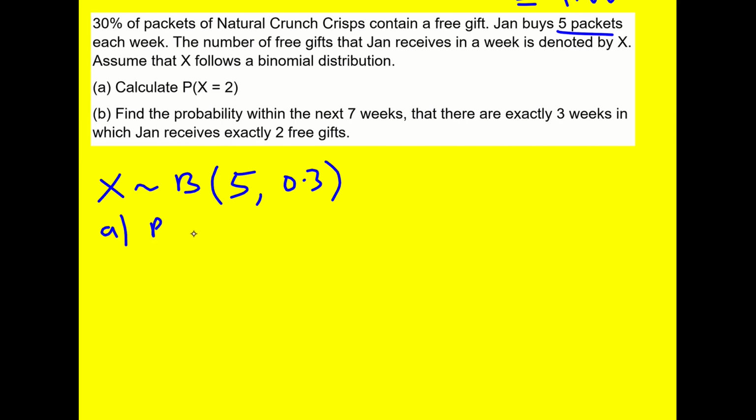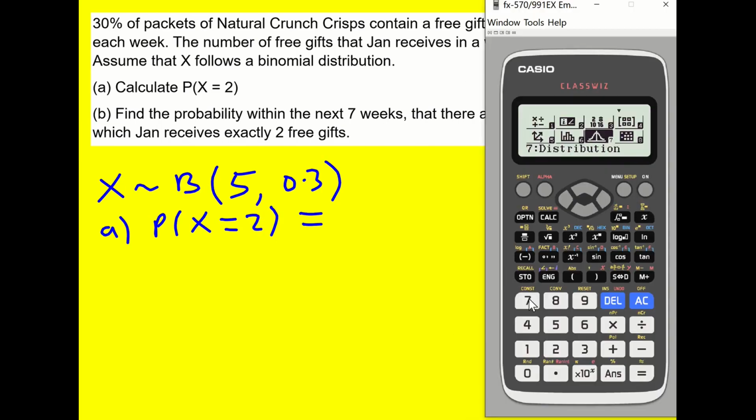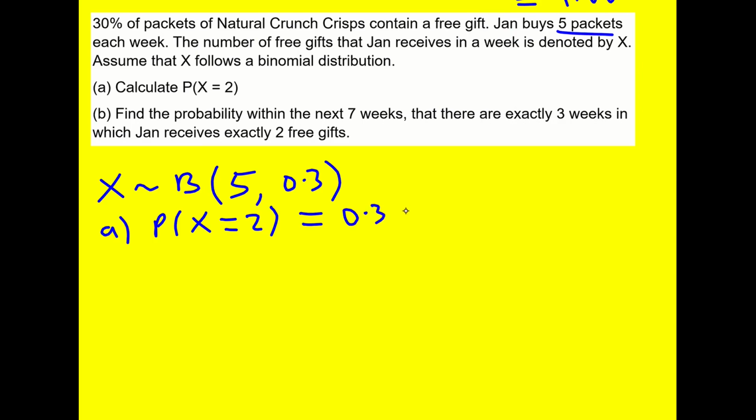So the probability that X equals 2, 5 trials, 0.3, 0.3087. Which I'm going to round to 0.309.